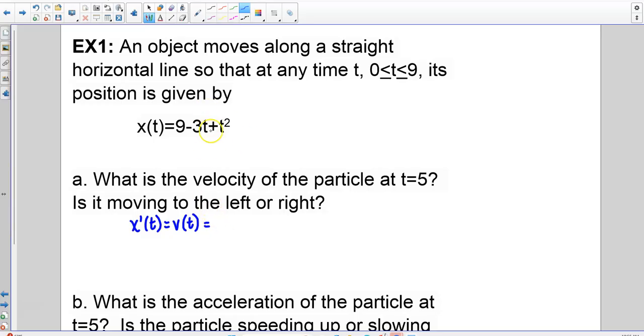We're going to take the derivative, and we are just going to get negative 3 plus 2t. Okay? So you want to write this down. I know that is a super simple derivative. But write it down, because we need to find the velocity at 5, so you need to plug in 5. So write it down, v of 5 equals negative 3 plus 2 times 5, and we're going to get 7.